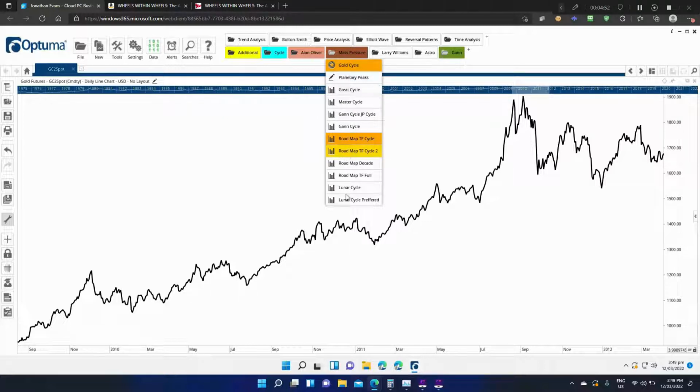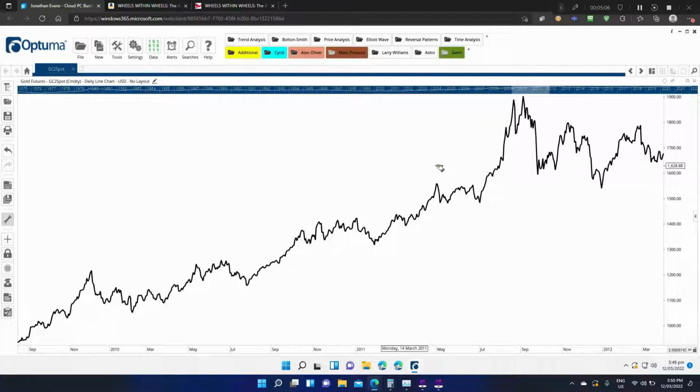These are all the cycles we use. So lunar cycles, roadmap decades, I've got time factor roadmaps, Gann's Jupiter planetary cycle, master cycles, great cycles, etc. I was going to use the gold cycle.